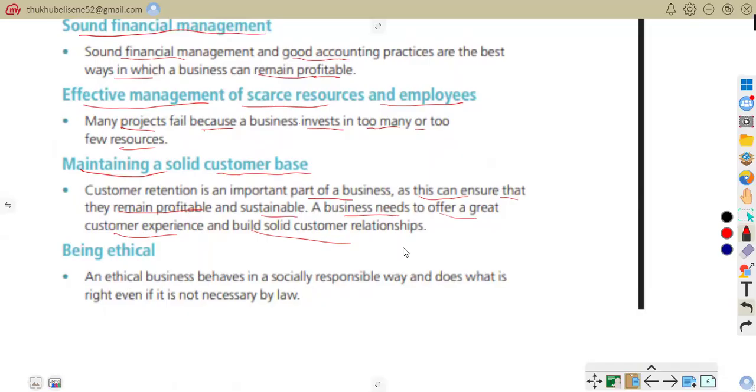So, being ethical. An ethical business behaves in a socially responsible way and does what is right, even if it is not necessary by law. So simply, an ethical business does what is honest, fair, and morally right, even when it is not required by law.